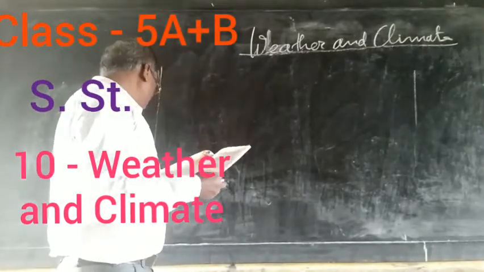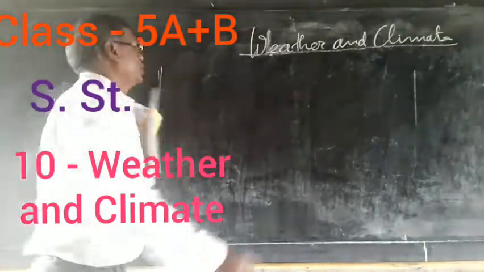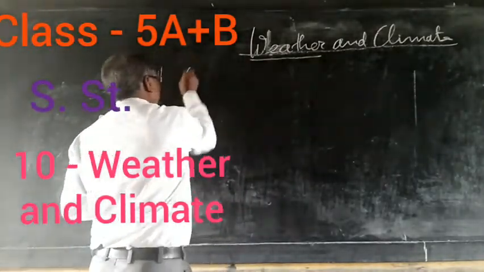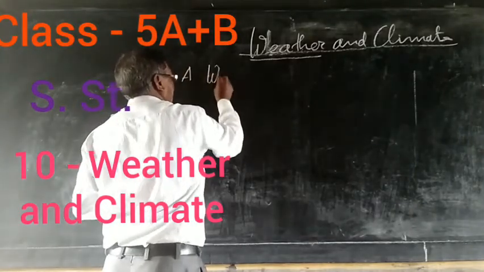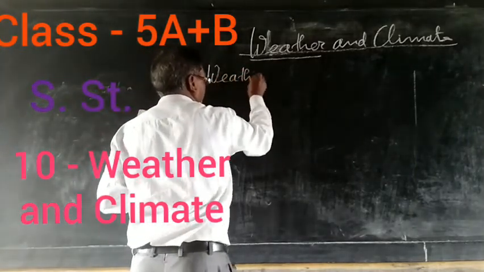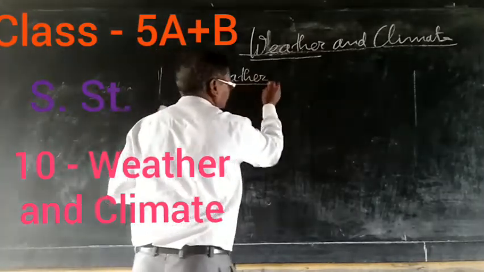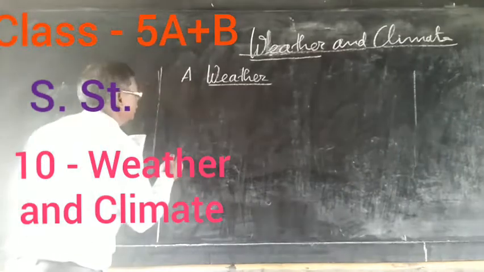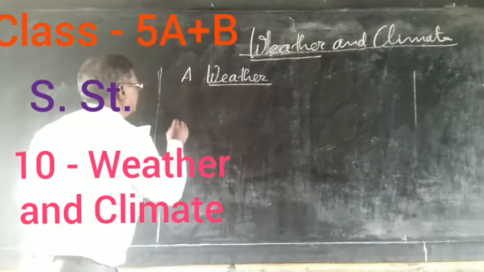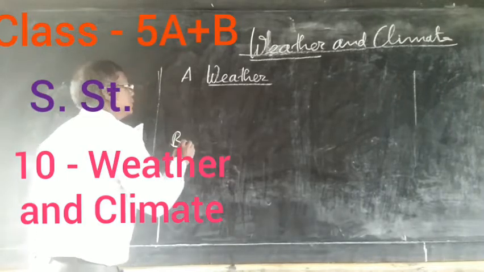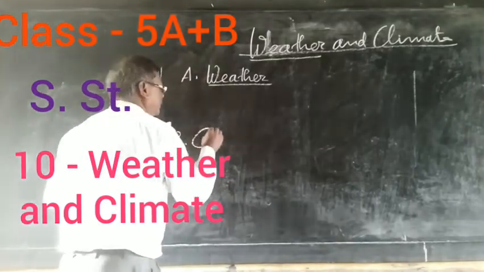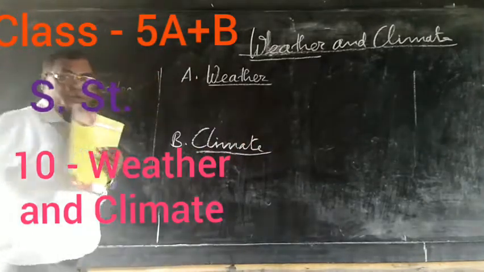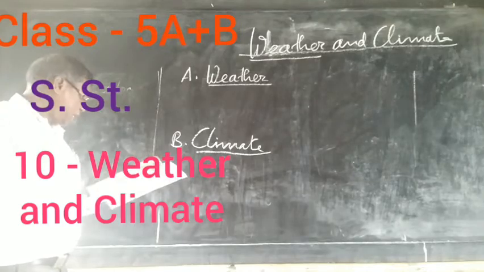In this lesson on weather and climate, we have discussed two things. A is weather, and B is the climate. Two things we have discussed.